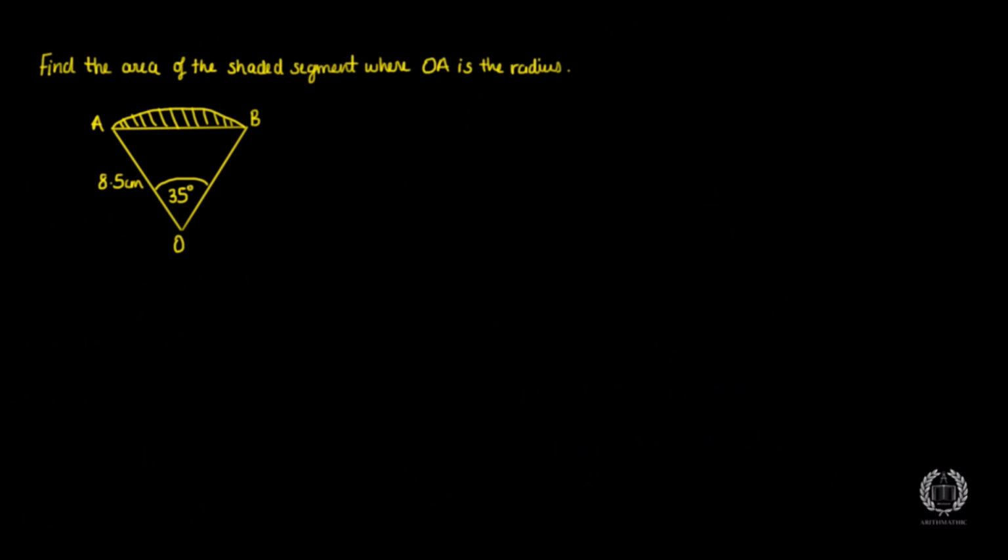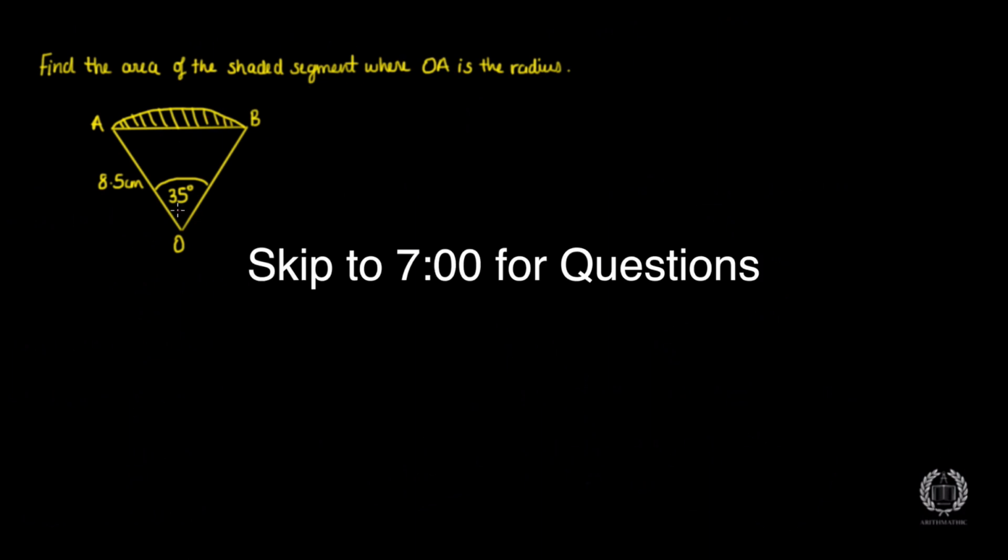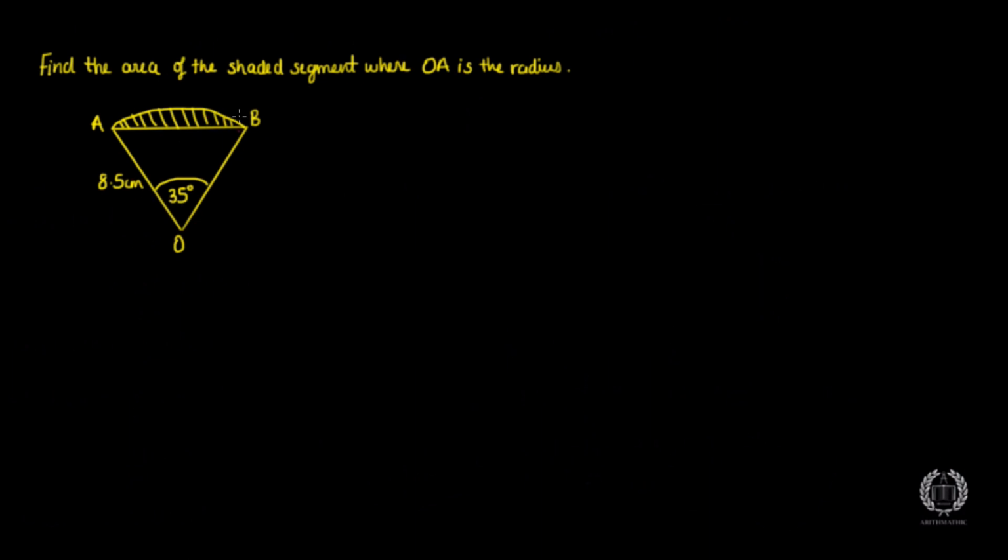The question here is asking us, find the area of the shaded segment where OA is the radius. I've minimized the question, because at the end of the day the question is all the same: you see this segment, the shaded segment, this is the area that you need to find. They're telling us that OA, which is 8.5, is the radius.